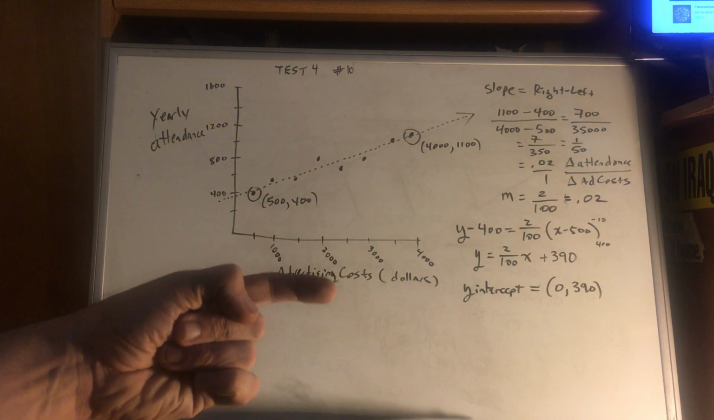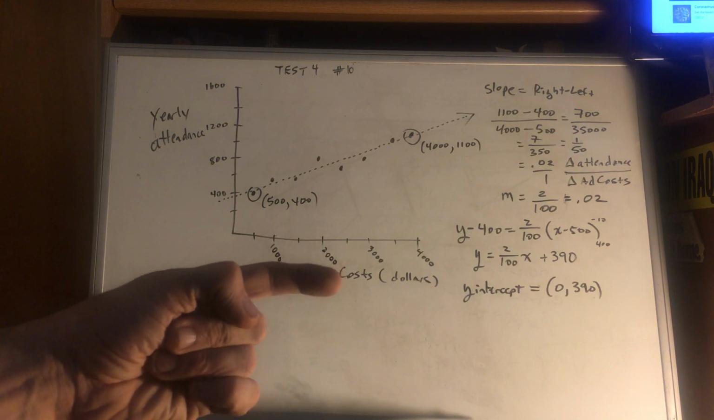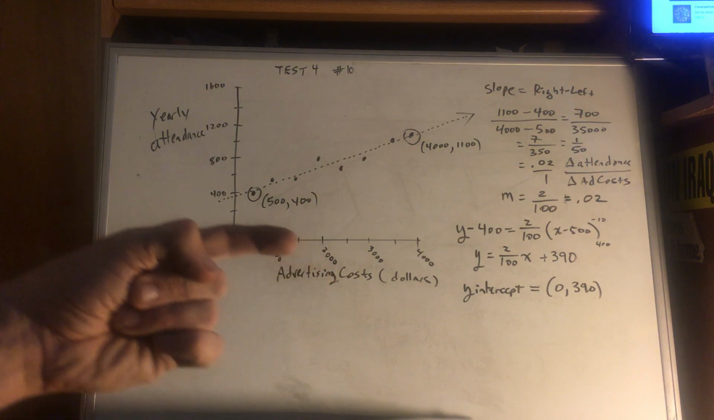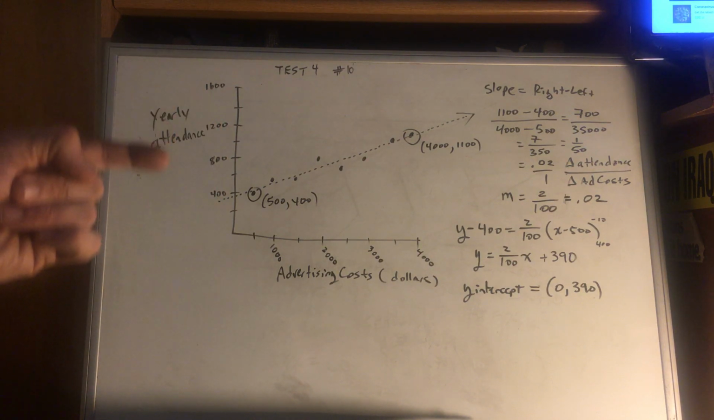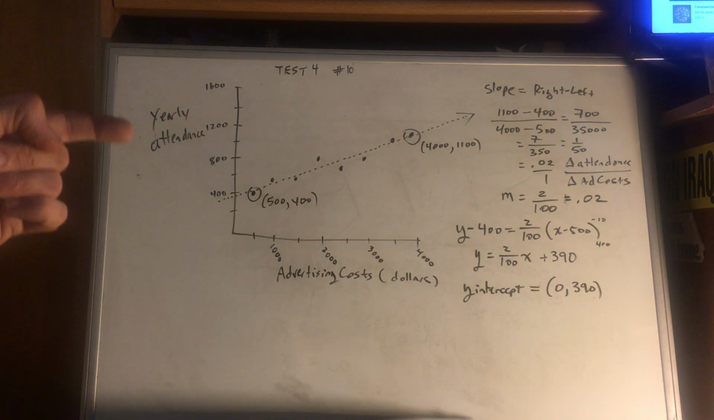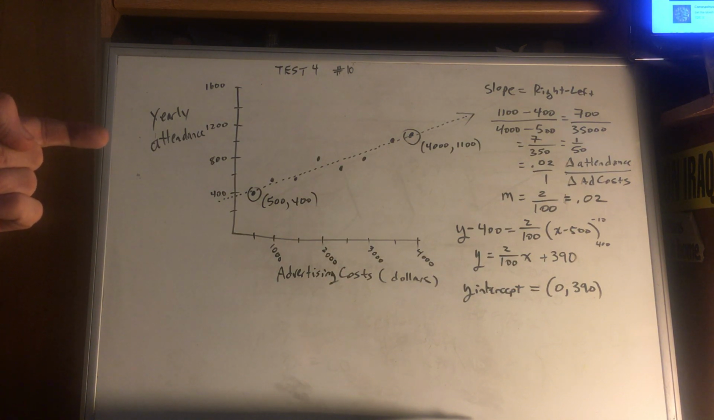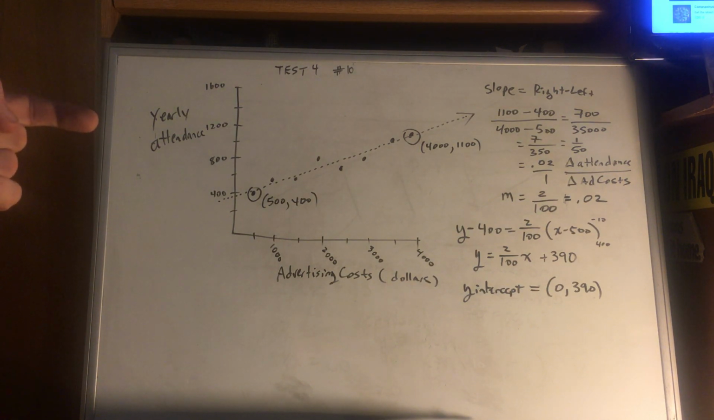Now what's the y-intercept mean? Well, the y-intercept means that you're going to have to start spending $390 before you get an increase in attendance. That's basically what that means, because when x is 0, or rather, I'm stupid. I confused the x and the y. Y-intercept means you're starting with 390 people showing up, and you want to increase from that. So if you don't spend any money, 390 people will show up. I have loyalty, or for whatever reason.